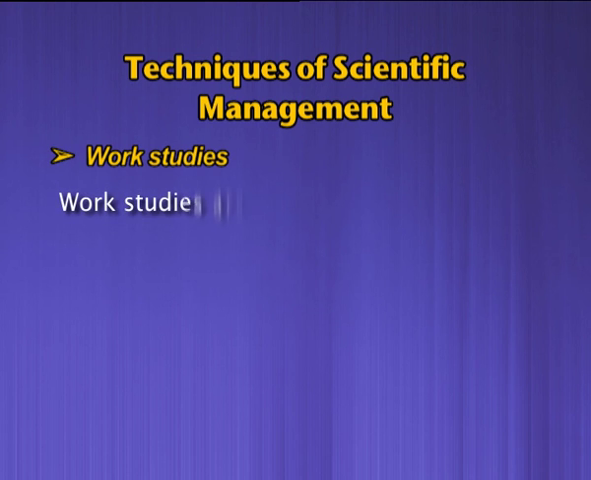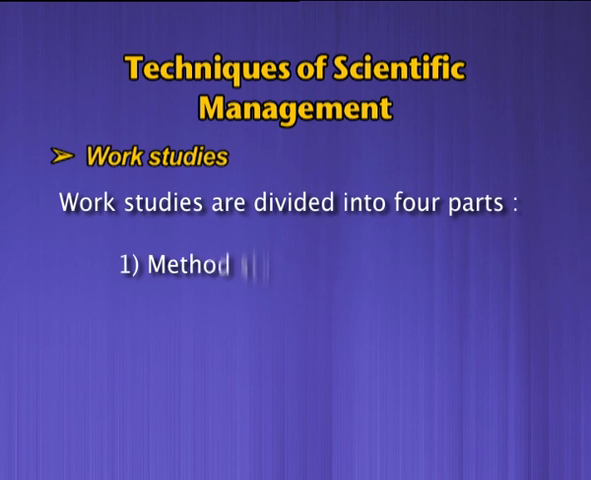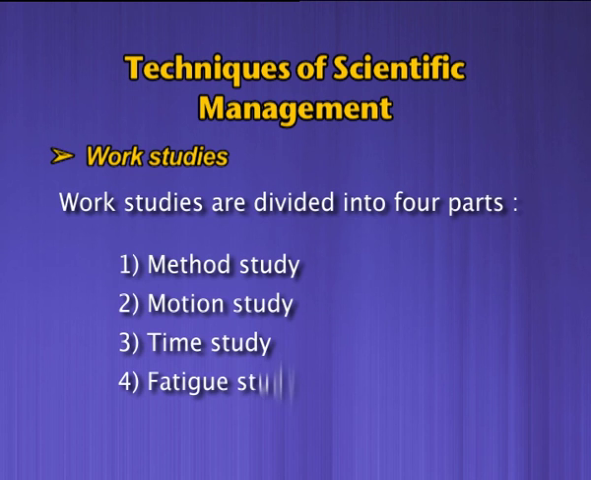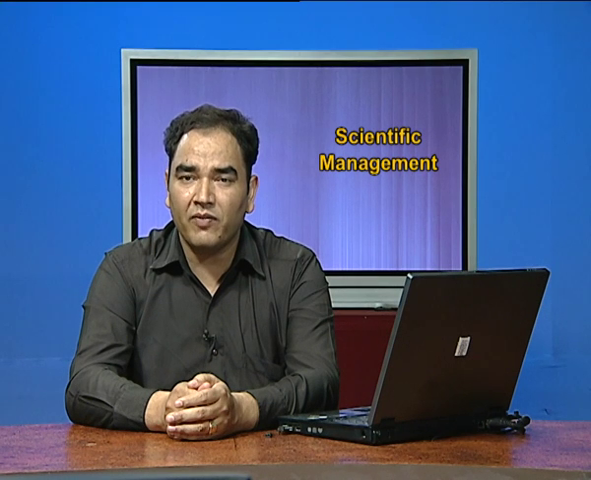Work studies are divided into 4 parts. The first part is method study. The main aim of the method study is to find out the best method of doing the work. The method is said to be the best if it brings down all the cost of the organization and helps in increasing the profits of the business organization.